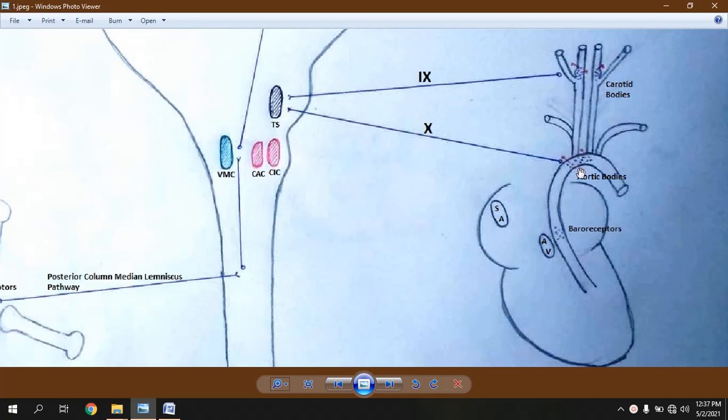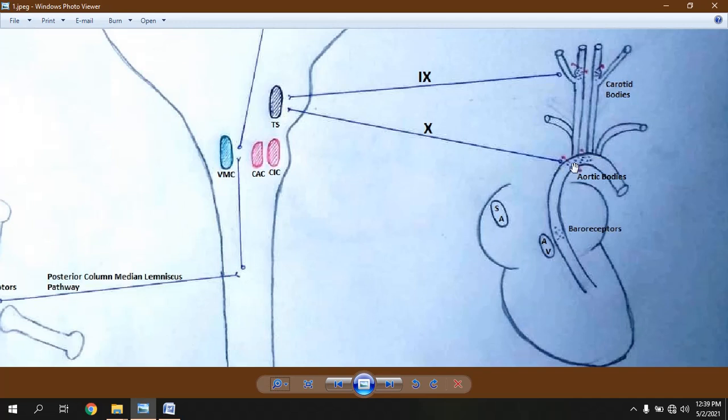These are the aortic bodies and the carotid bodies on which the chemoreceptors are present. What are the carotid bodies and what are the aortic bodies? The bodies which are present on the aorta are called aortic bodies, and the bodies which are present on the carotid sinus are called the carotid bodies. Both of these bodies are sensitive to chemicals.